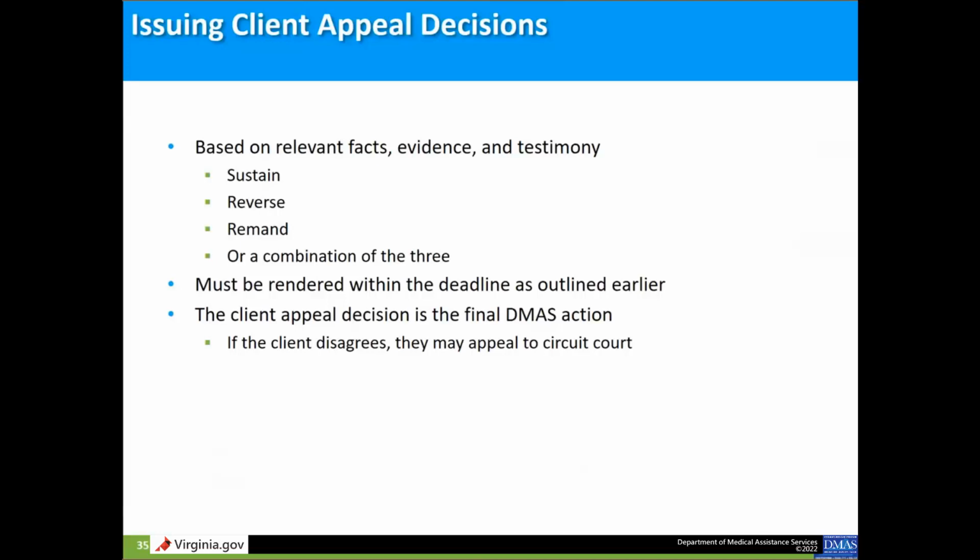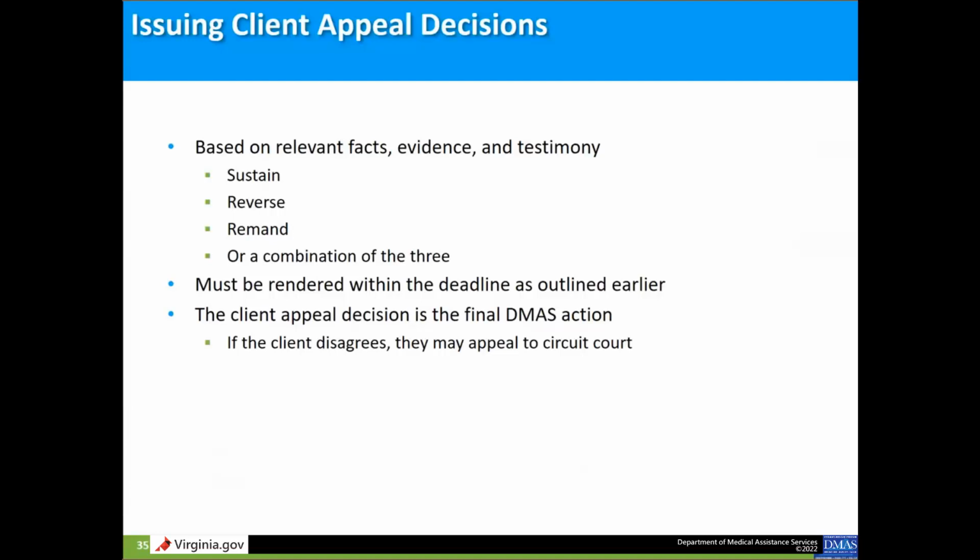The hearing officer will provide a deadline, usually 30 days, by which the remand instructions must be complete and a new notice of action must be issued by the eligibility worker. If the eligibility worker fails to comply with the instructions, then the appellant has the right to file another appeal with the DMAS Appeals Division and question the agency's adherence to the remand instructions.